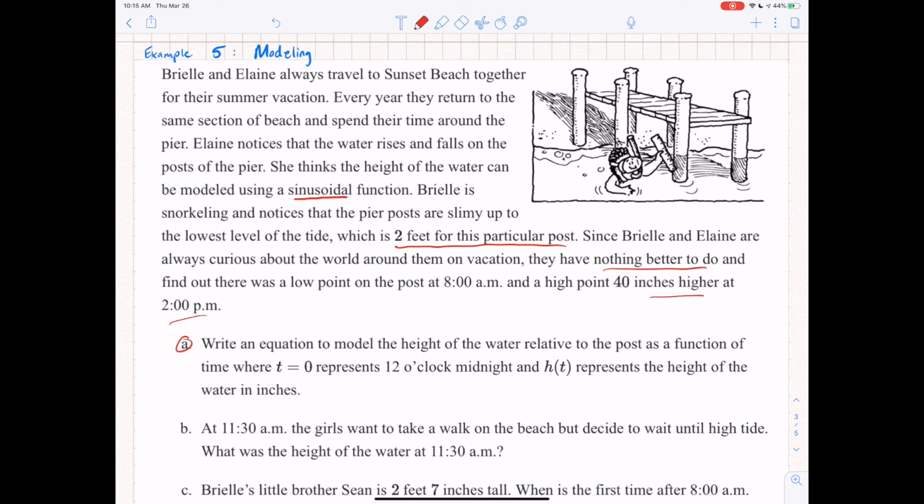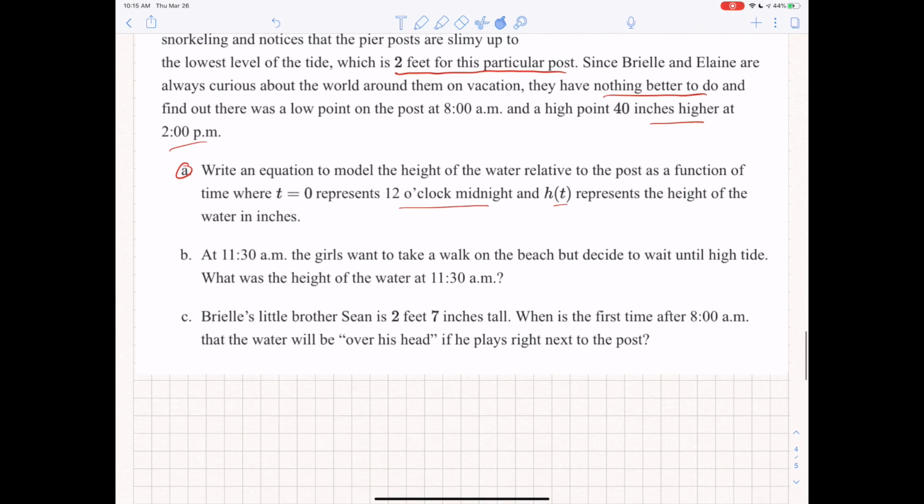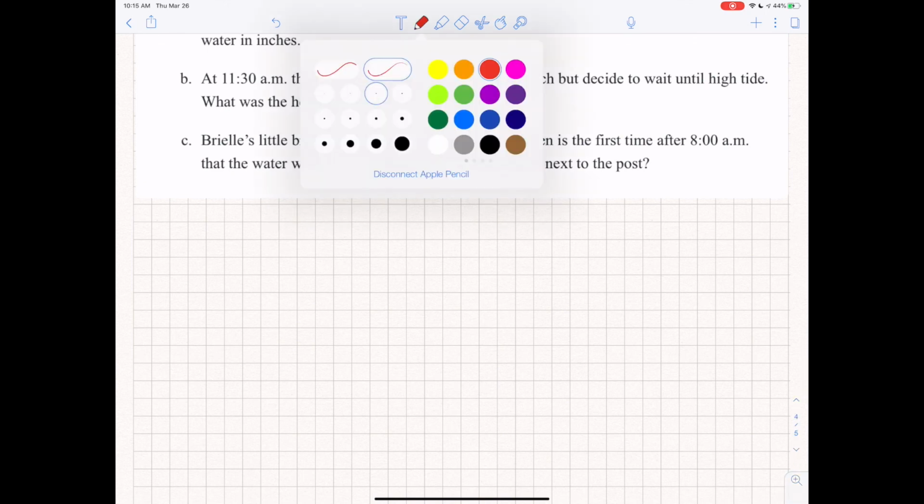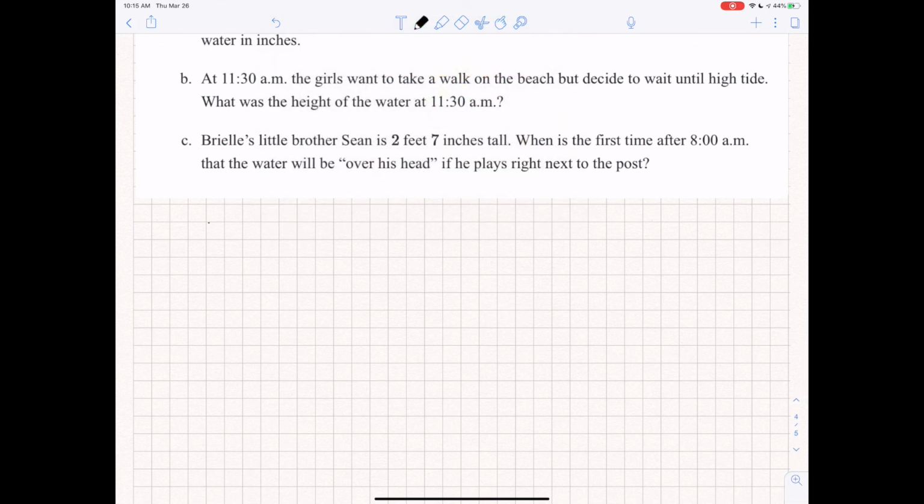So part A. Write an equation to model the height of the water relative to the post as a function of time, where t equals 0 will represent 12 o'clock midnight, and h of t will represent the height of the water in inches. We've got a picture here of her snorkeling, but I'm going to draw another picture down below to help in working through this. I always encourage you to draw a picture as you do these word problems. So I'm just going to draw the post because that's what all of this is essentially measured off of.